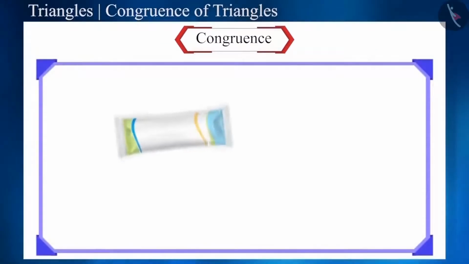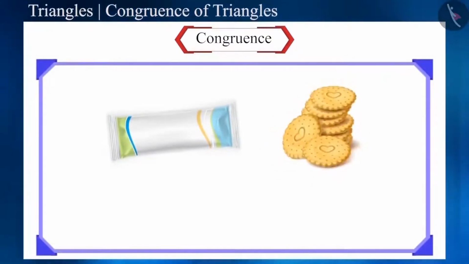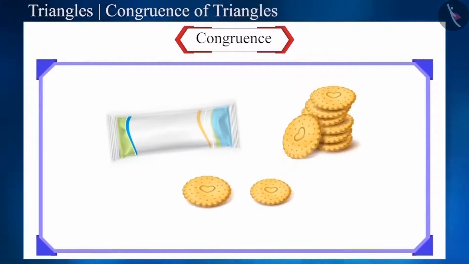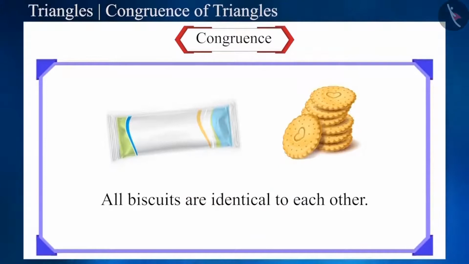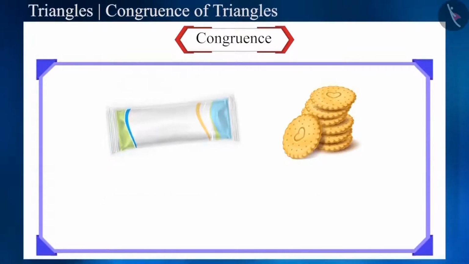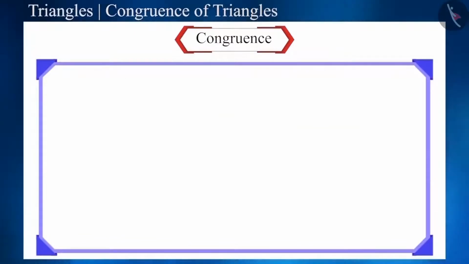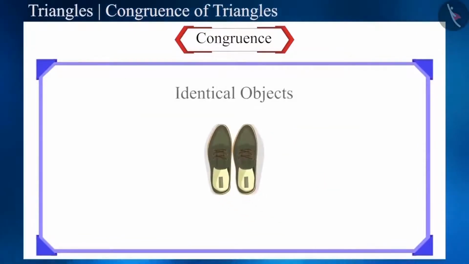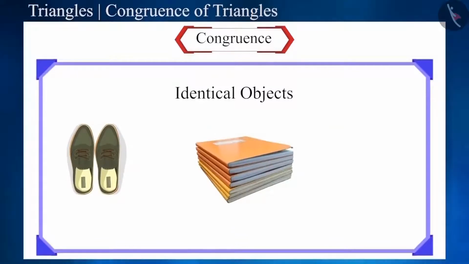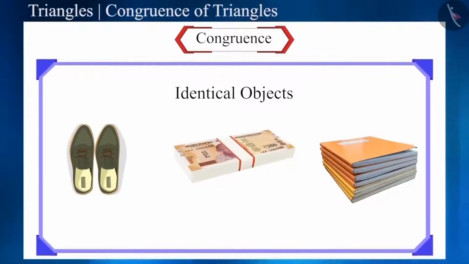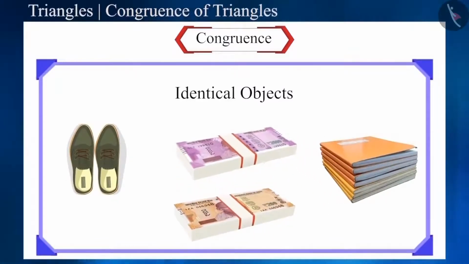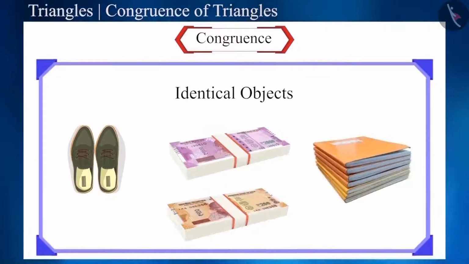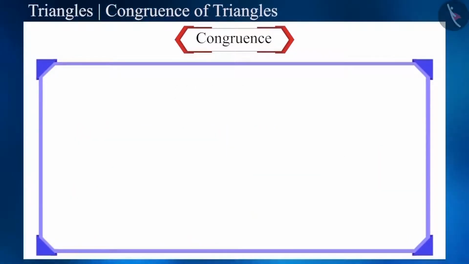Friends, do you think the biscuits in the same packet look big, small or different from each other? No, all biscuits are identical to each other. Similarly, you can see many examples in real life. For example, shoes of the same number, copies or notebooks, all 200 rupee notes and all 2000 rupee notes are identical to each other. And now, here are some objects that are not identical to each other.